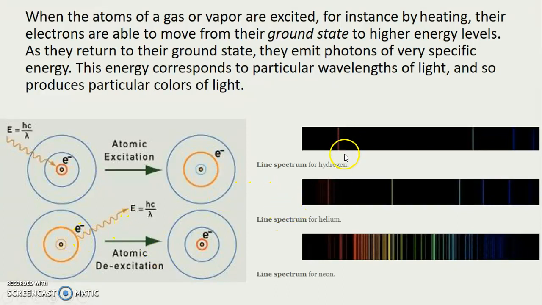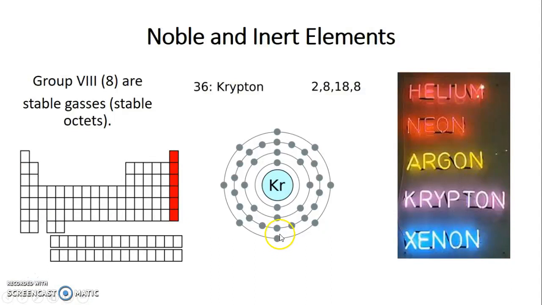You can see the same thing happening here with the distances between the shells resulting in the wavelength of light being produced. So hydrogen is going to produce these wavelengths, helium produces these wavelengths, and neon produces these wavelengths when set on fire. A short note about noble gases.